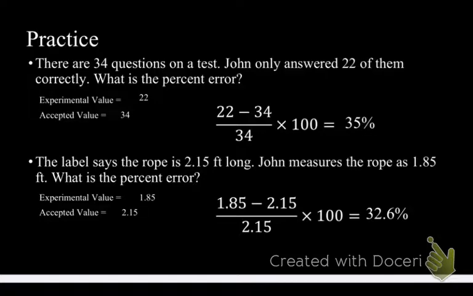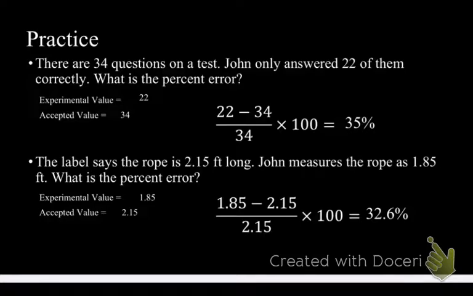So to do the calculation, we're going to do 22 minus 34 divided by 34 times 100. Now, 22 minus 34 is obviously going to give us a negative value, but remember, because of absolute value, we're going to just take the positive amount. So in this case, John had a 35% error.